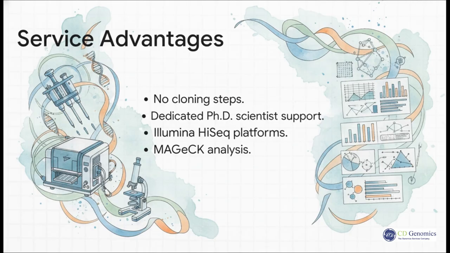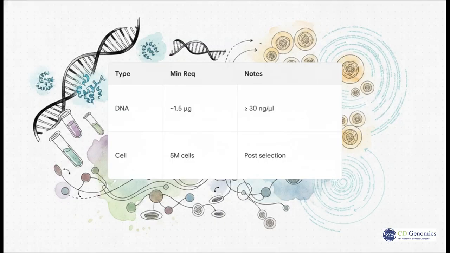You also get dedicated, one-on-one support from specialized PhD-level scientists who oversee your project. They're utilizing industry-leading Illumina HiSeq platforms for paired-end sequencing, running the bioinformatics through the advanced MAGIC tool, and they offer a ton of multiplexing flexibility. The end result? Cost-effective, unbiased, and highly sensitive detection. And getting this integrated into your current workflow is shockingly straightforward.